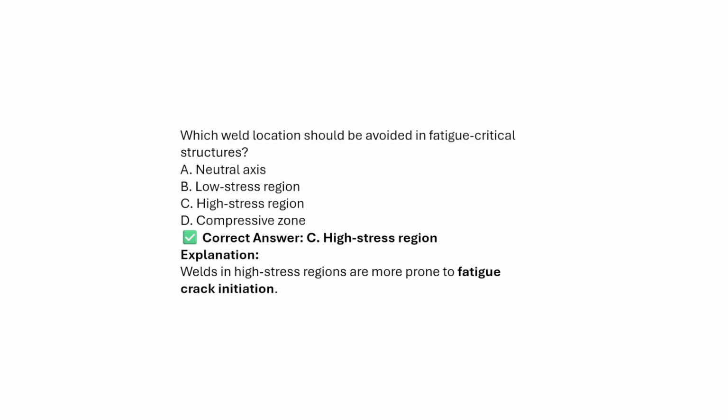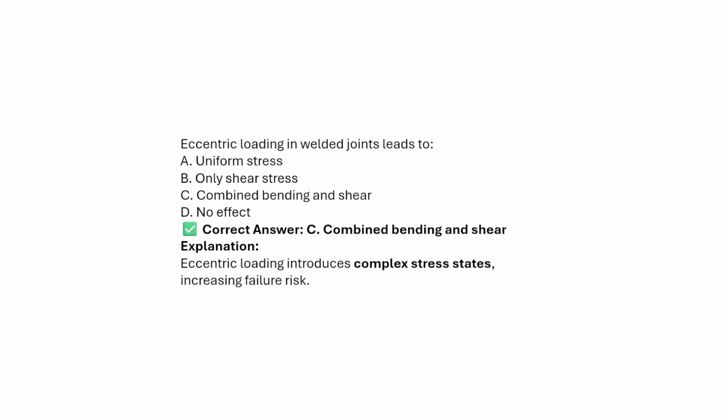Which weld location should be avoided in fatigue critical structures? Option A, neutral axis; option B, low stress region; option C, high stress region; option D, compression zone. So the answer will be high stress region. Welds in high stress regions are more prone to fatigue crack initiation.